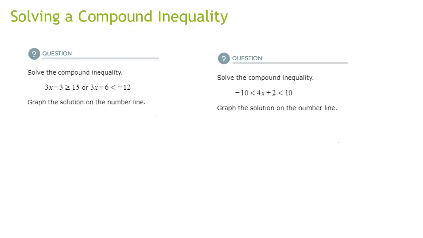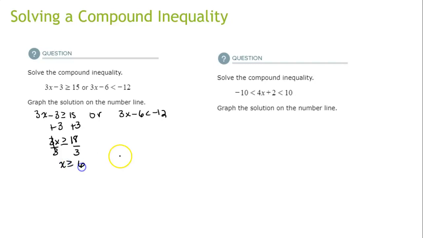Pause the video and try these problems on your own. All right, you should have just treated these as two separate inequalities. It's an OR, which means I'm going to end up putting them on the same graph. The first step is exactly the same. We add 3 to each side, so 3x ≥ 18. Divide both sides by 3, so x ≥ 6. Bring down the OR. Add 6 to each side for this one, so 3x < -6. Divide both sides by 3, so x < -2.